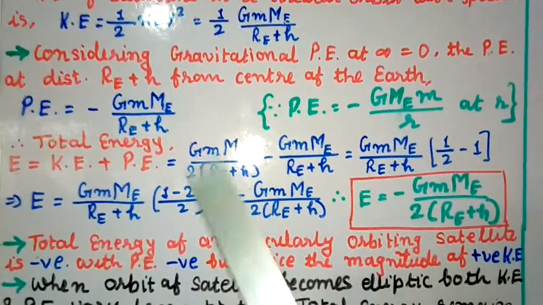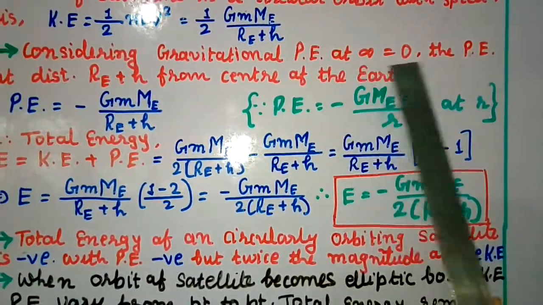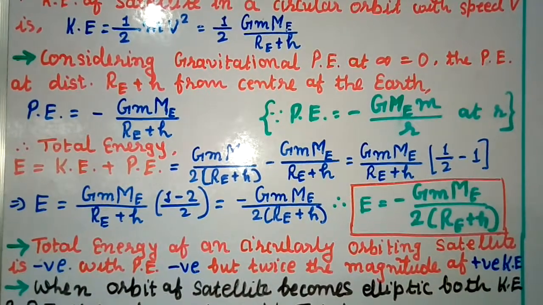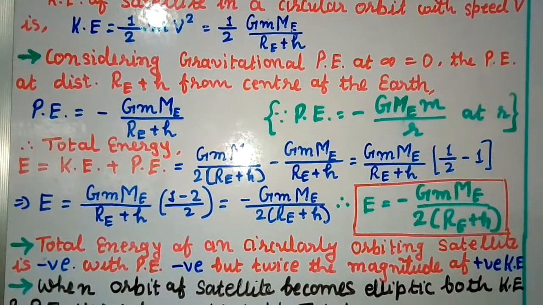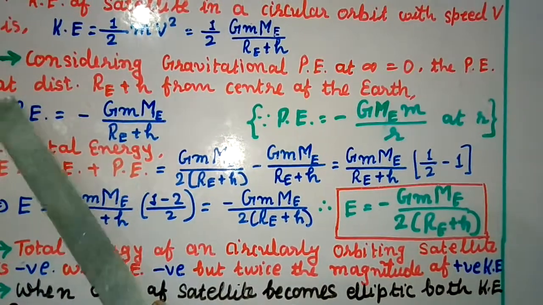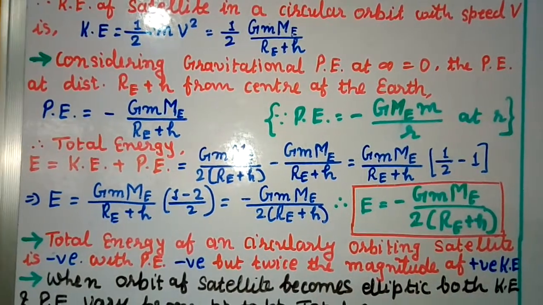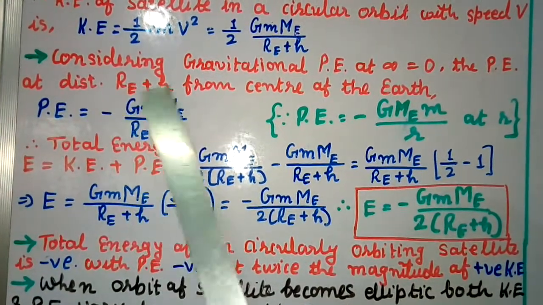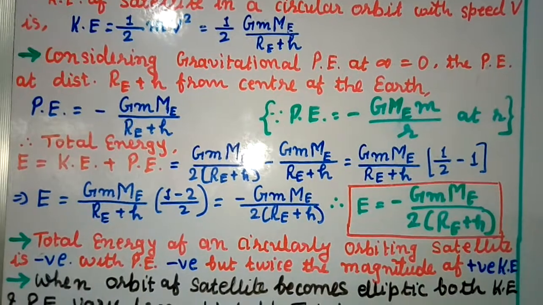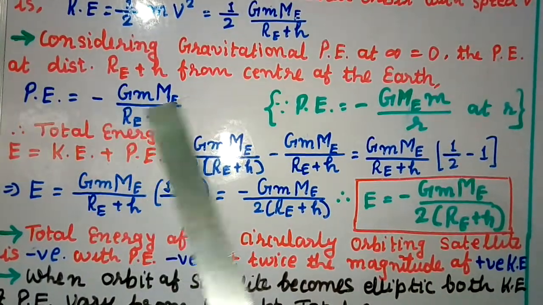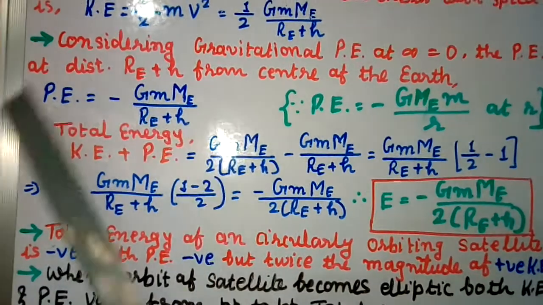Considering gravitational potential energy at infinity equal to 0. So we now take that at infinity the gravitational potential energy is 0. The potential energy at a distance Re plus h from the center of the Earth is given as potential energy equal to minus GMe by Re plus h. So this is the potential energy.